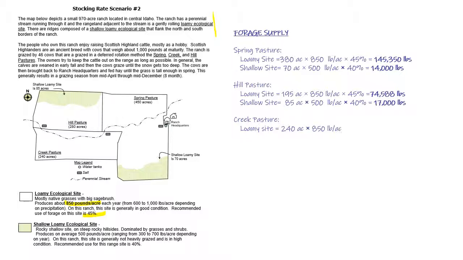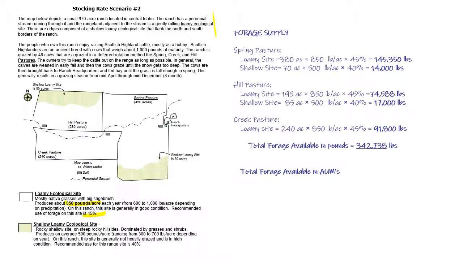The creek pasture is all loamy site. There's 240 acres of that pasture. It produces 850 pounds per acre. We can use 45% of it, so we can use 91,800 pounds of usable forage in that pasture. If you total all that up, we have 342,738 pounds.